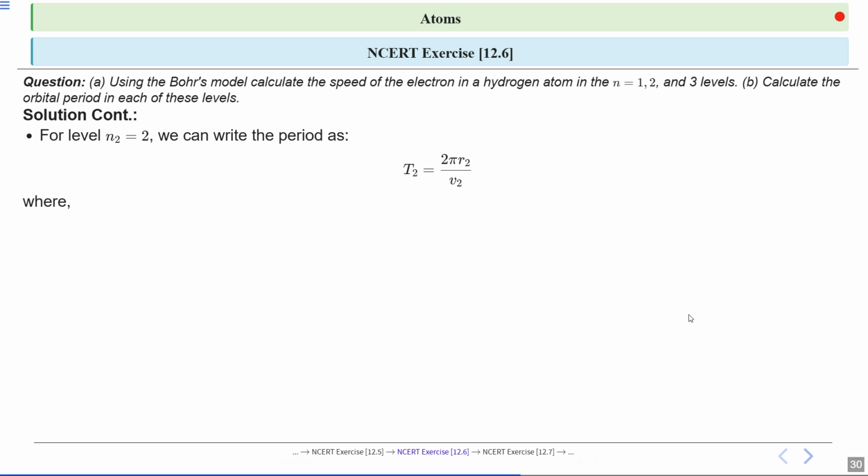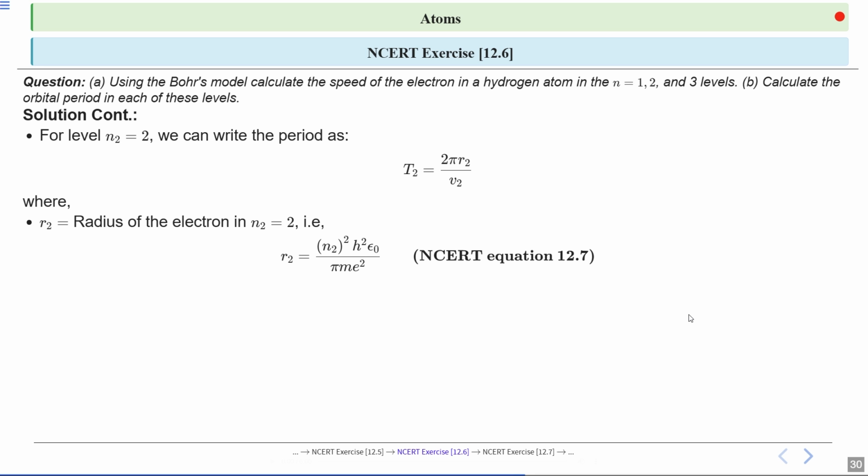Now let's clarify what each variable means. R2 stands for the radius of the electron orbit when n equals 2. In the Bohr model, the radius increases as n squared. So the orbit gets much larger as n increases. The formula for R2 is R2 equal to n2 squared times h squared times epsilon naught divided by pi times m times e squared. Okay, this is NCERT question 12.7. Here n2 is the principal quantum number, which is 2 in this case.